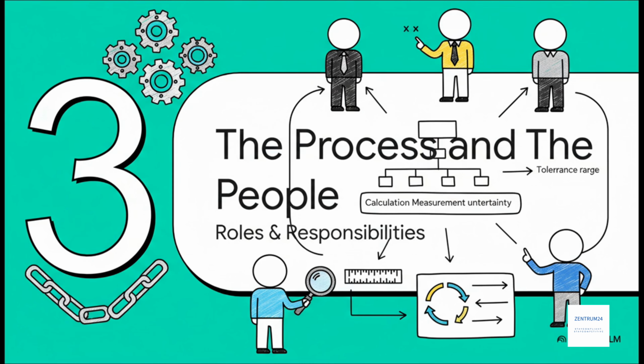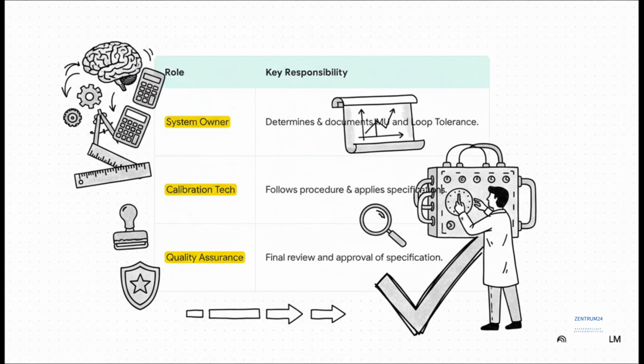Now, this whole calculation doesn't just happen in a vacuum. It's not a one-person show. It's a carefully managed process that's really a team sport, with very clear roles and responsibilities. So let's take a look at who does what to make sure this gets done right. You can think of it as a three-person team. First, you have the system owner, who is usually an engineer. They're responsible for doing the actual calculation and documenting it. Then you have the calibration technician.